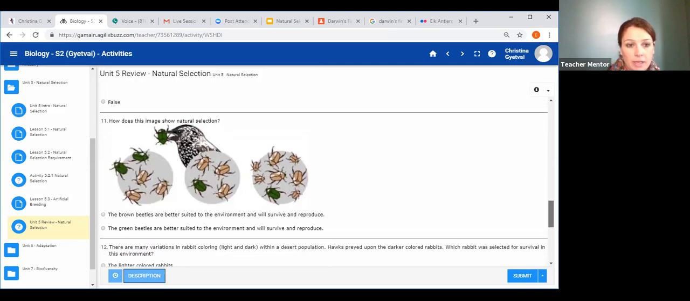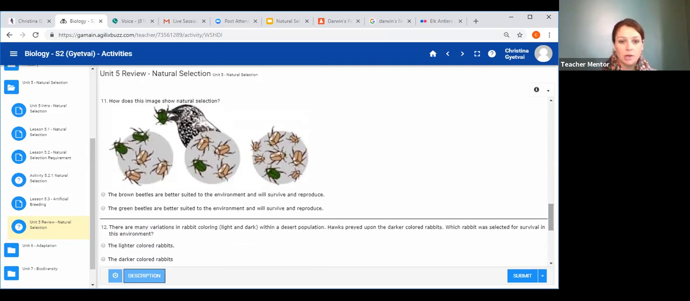All right, going back to our familiar picture of bird eating beetles. So how does this image show natural selection? The brown beetles are better suited to the environment and will survive and reproduce, or the green beetles are better suited to the environment and will survive and reproduce. What do we think? Which ones, brown or green, are going to be better suited for the environment to reproduce?